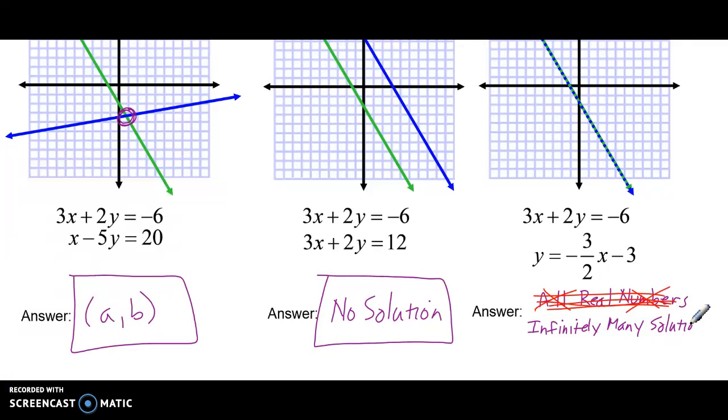That's a correct description of what's happening there. And when you're writing things on tests, it's perfectly acceptable to abbreviate that and just say IMS. I know what that means. If you write that on your test, I'll give you full credit if that's the right answer. So those are the three cases of what can happen when you're solving a system of equations. There can be a point, there can be no solution, or there can be infinitely many solutions.